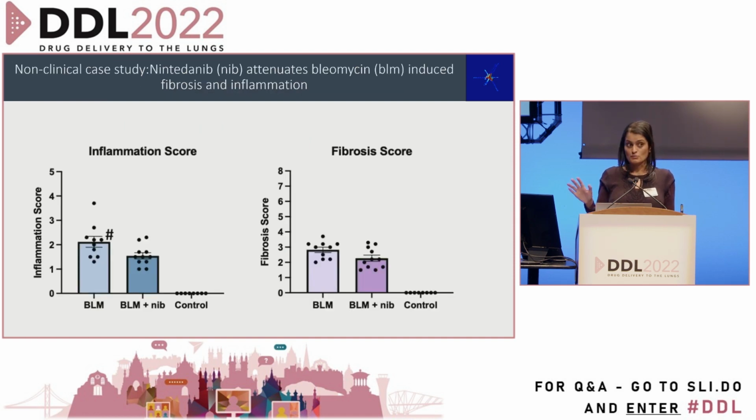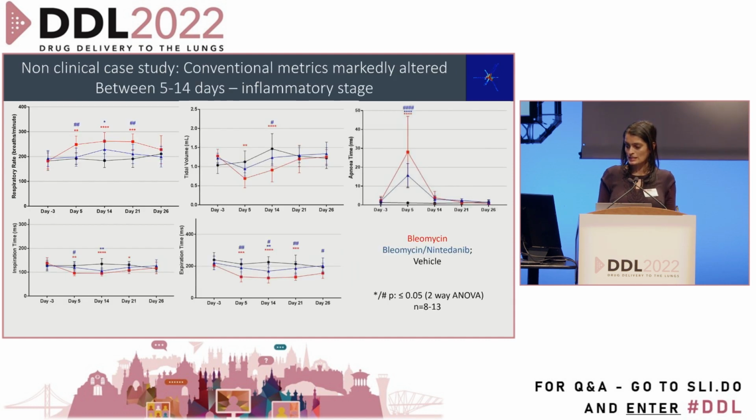So just to confirm that the model worked, they sent us their histology data, and you can see that bleomycin has the most marked effect on fibrosis and inflammation. It's attenuated with the standard of care, and it's absent in control. So we know that the animals had the phenotype that was expected.